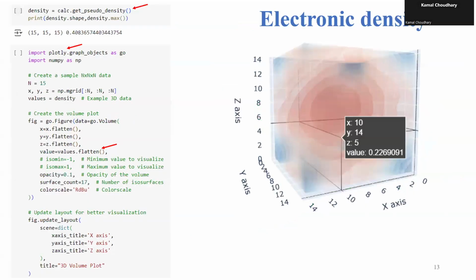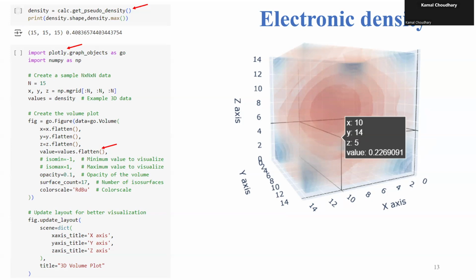We talked about electronic density. We can also plot it. So again, calc has something called get_pseudo_density, and you can plot it as a plotly object, as you can see here. We can use matplotlib also to plot this, but here I'm using plotly, which provides a better graphic representation, which is shown on the right-hand side. Pretty nice looking, in my opinion.